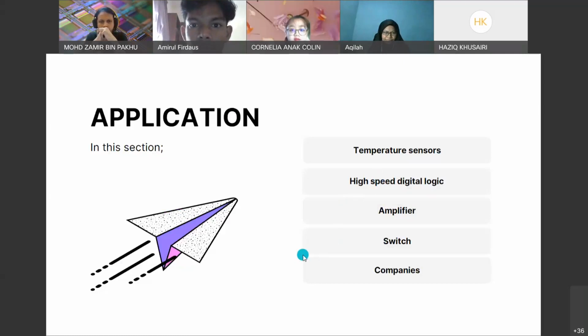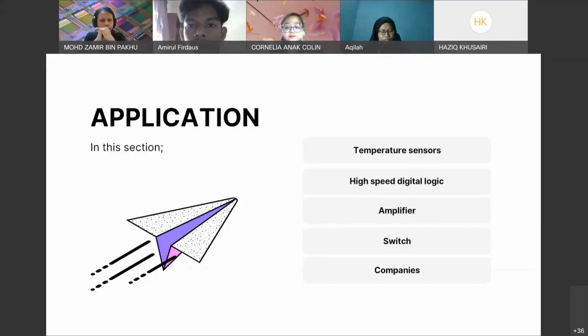A very good afternoon to Dr. and all my fellow friends. In this section, I'll be talking about applications. There are 4 applications: temperature sensors, high-speed digital logic, and the 2 other applications will be talked about by my friend Arisha, and we'll also be talking about 2 companies that manufacture BJT.